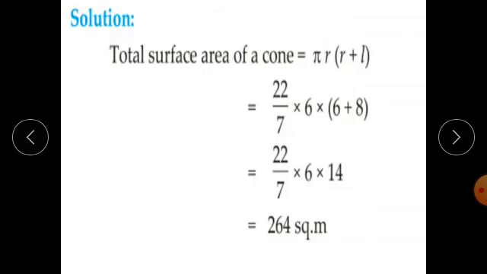So equal to 22 upon 7 into 6 into 6 plus 8. First solve this bracket. So equal to 22 upon 7 into 6 into 14, which equals 264 square meter. So the total surface area of the cone is 264 square meter.